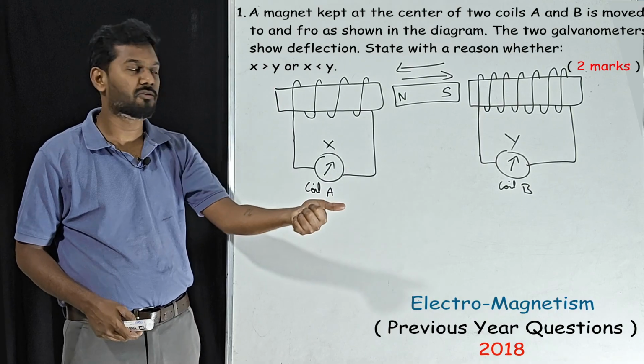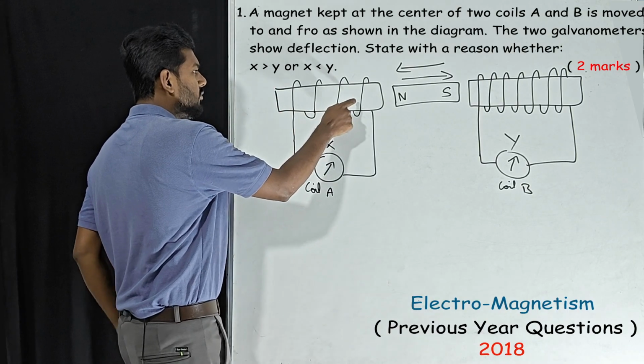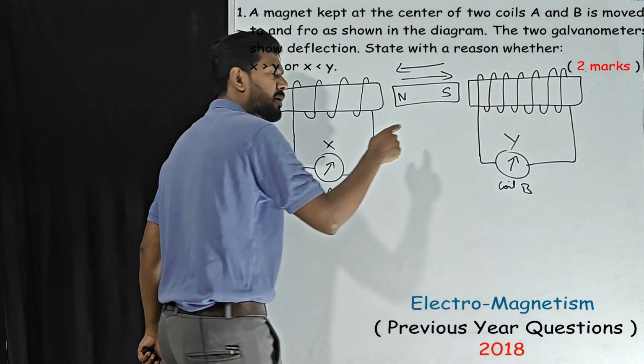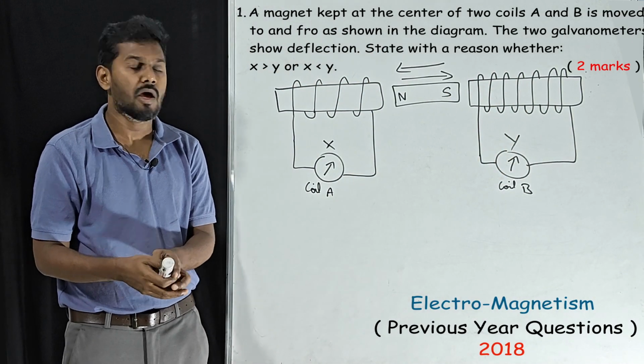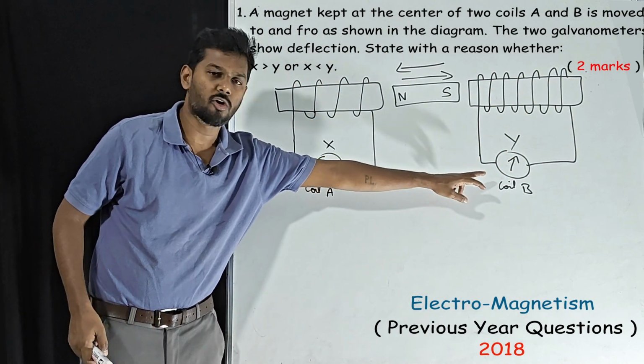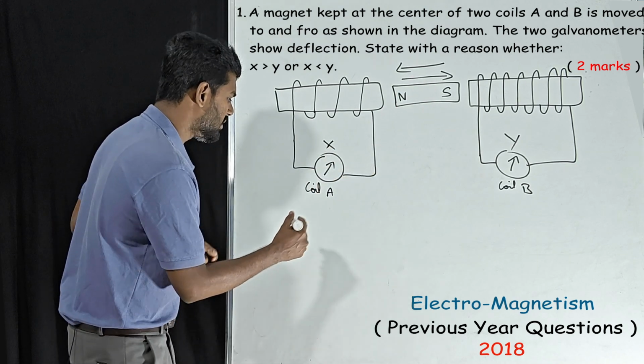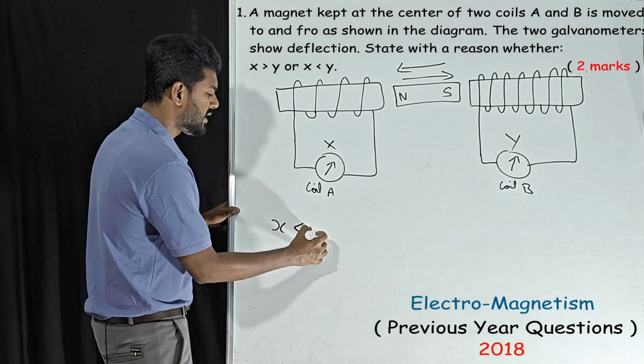Which has more number of turns? See, 1, 2, 3, 4 turns here. 1, 2, 3, 4, 5, 6, 7, many turns. So more current will be produced in coil B, so deflection will be more in coil B. That is, the answer for this question is x lesser than y.